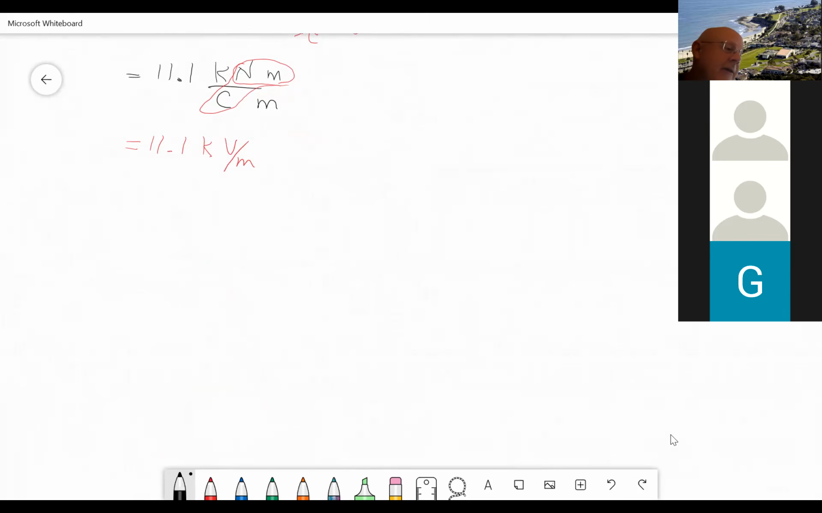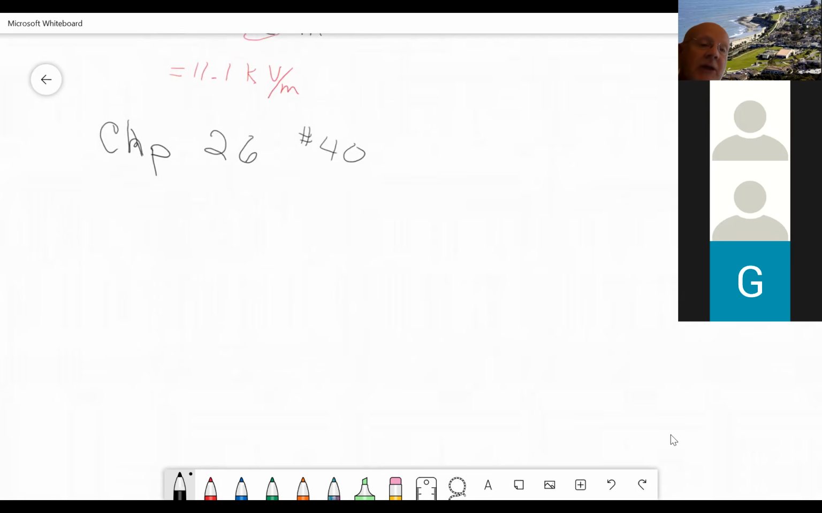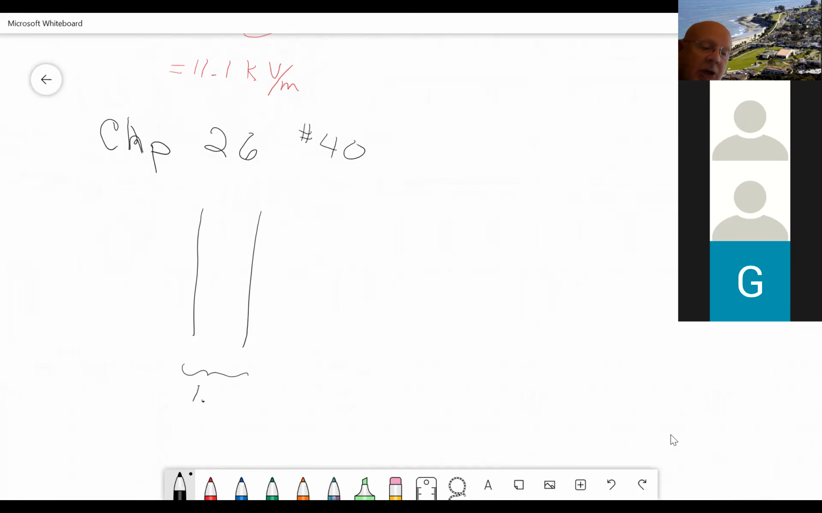So let's go to chapter 26, number 40, for anybody who's kind of scanning the video quickly. And this first part, of course, is a lot like the other capacitor. I'll kind of draw it here. Here's the parallel plate capacitor, and what they said is the separation is 1.5 centimeters. The area is 25 centimeters squared.